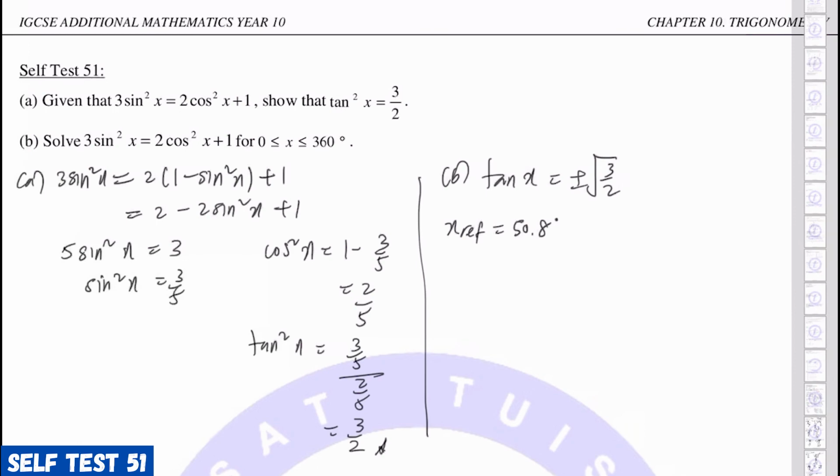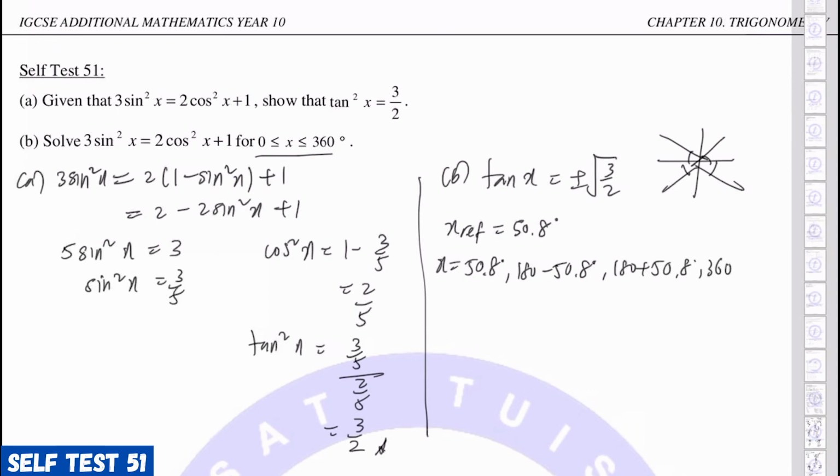Now, because x is between 0 and 360, we have to consider all four. Tangent is positive in quadrant 1 and 3, negative in quadrant 2 and 4. So all four answers should apply. 50.8, first one. Second one, 180 minus 50.8. Third one, 180 plus 50.8. Last one, 360 minus 50.8. So with that, I got four answers: first, second, third, and last answer. Okay, there you go.